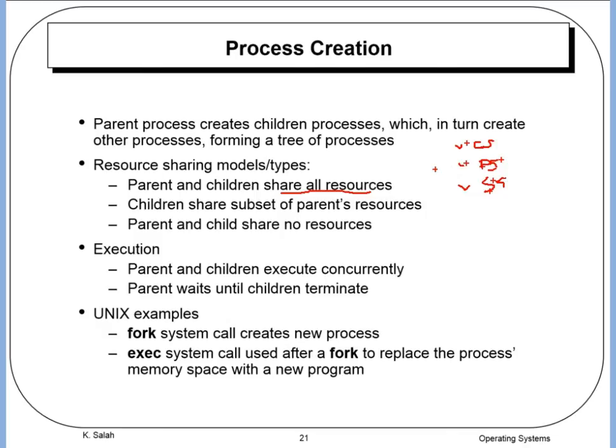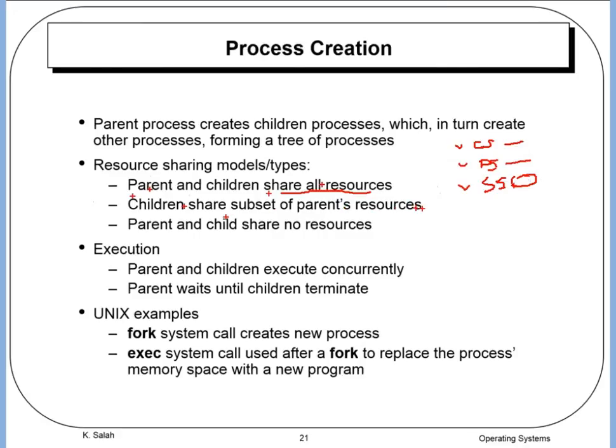Or the child process can share all of these with the parent process, or it can share only the stack segment. Meaning it can share the data segment and the code segment, and the stack segment has to be always different. Okay, so we could have parent and children share all resources, except for the stack segment, of course. The children share a subset of the parent process resources.